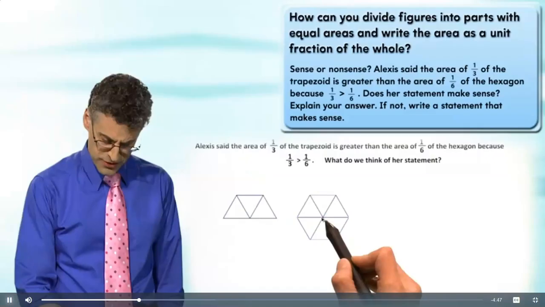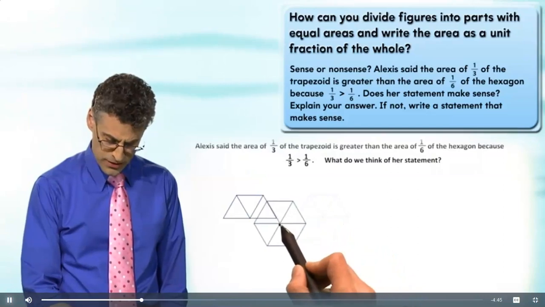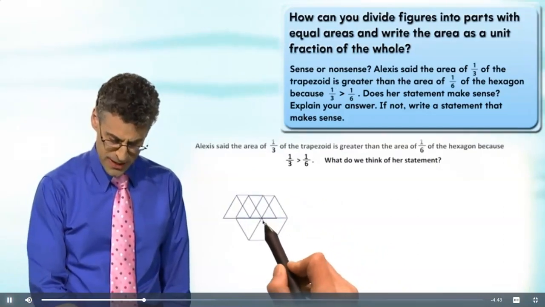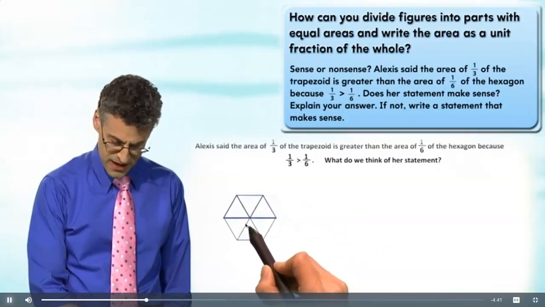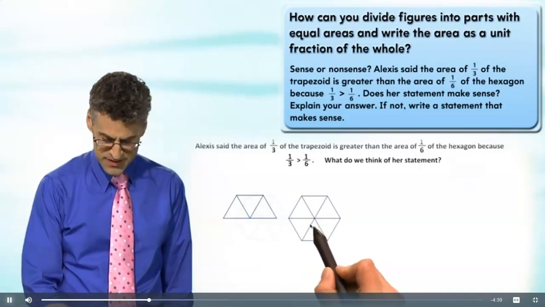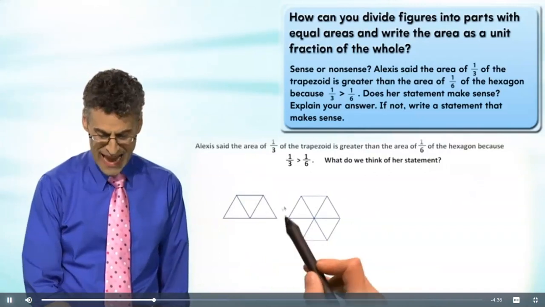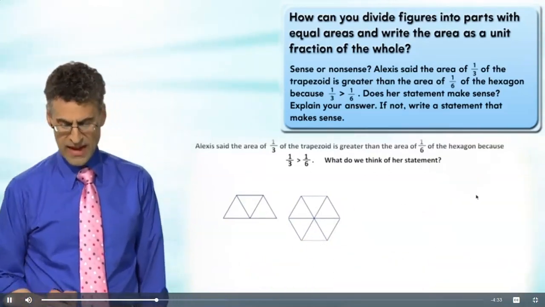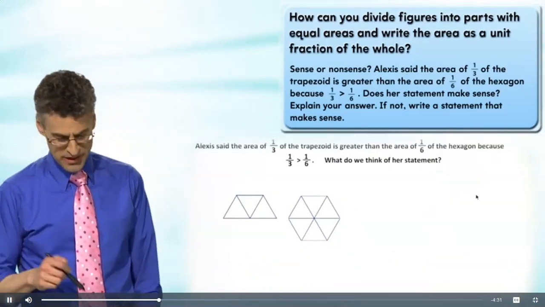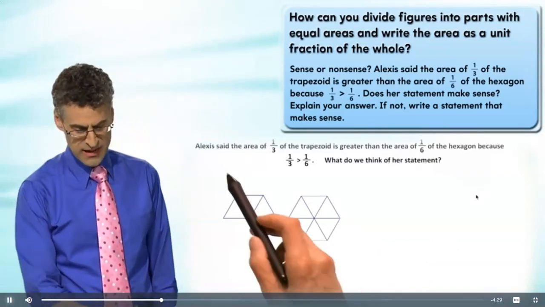Well, check it out. First of all, notice if I just drag this over, look how they perfectly align. So these two shapes really have something in common because they line up perfectly. In some sense, if you notice, the trapezoid represents half of the hexagon here. That's kind of interesting, isn't it? But let's take a look at what we're supposed to look at.